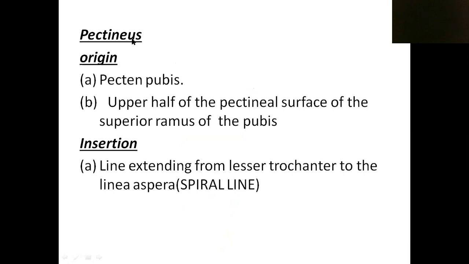Now the last muscle, pectineus muscle. Pectineus muscle originates from the pecten pubis and the upper half of the pectineal surface of the superior ramus of the pubis. What is meant by that? Pecten pubis is nothing but the superior border of the pubis. The superior ramus of the pubis has a superior border, then an anterior border, and an inferior border. That superior border is known as the pecten pubis.